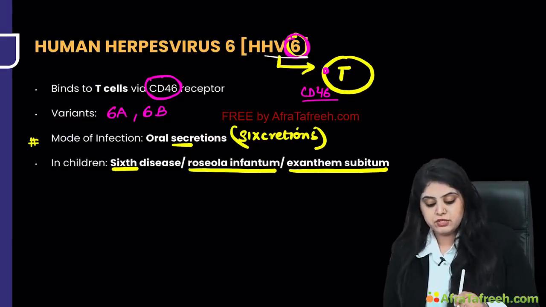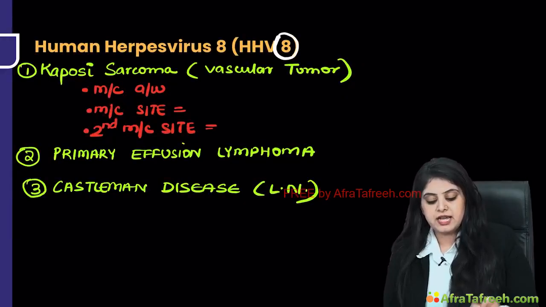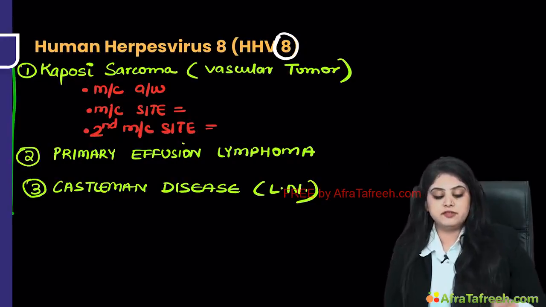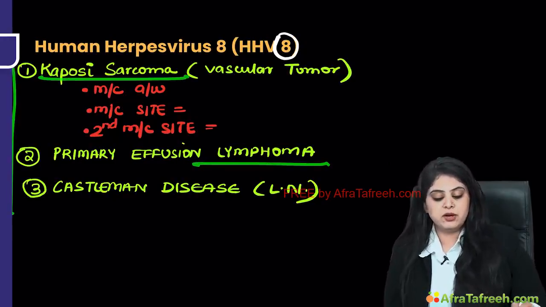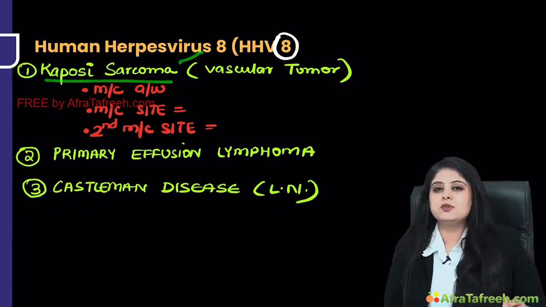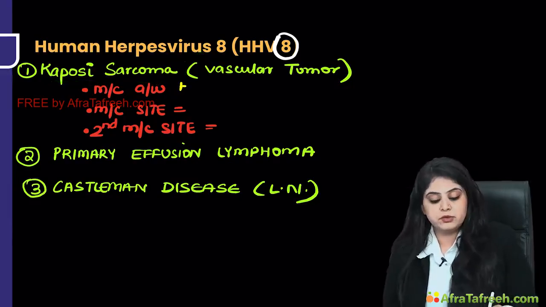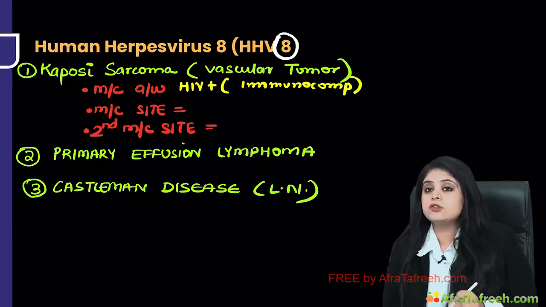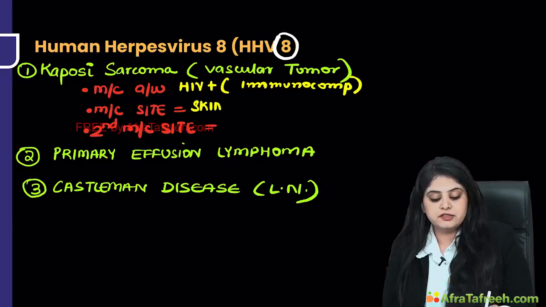Last thing that I have to teach you is human herpes virus 8, and what do we have in it? Human herpes virus 8 causes 3 diseases. One is a sarcoma, one is a lymphoma, one is a non-cancerous thing. So for sarcoma, I think everyone knows a vascular tumor called Kaposi's sarcoma, which is most commonly associated with what? It is seen in HIV positive or some kind of immunocompromised people. What is the most common site? It usually occurs in the skin of the lower limbs. Skin of the lower limb is the most common site.